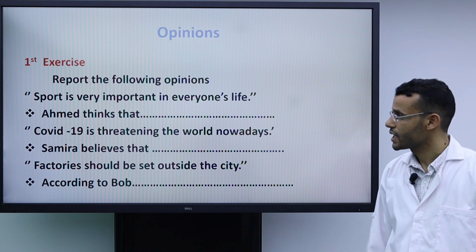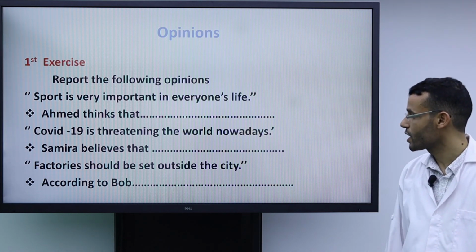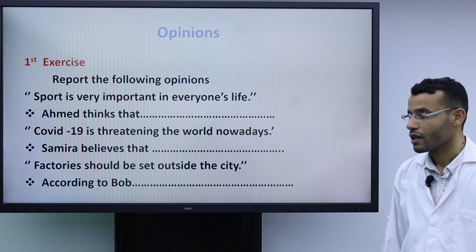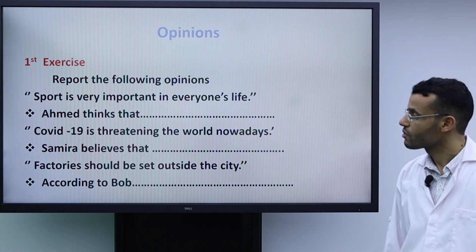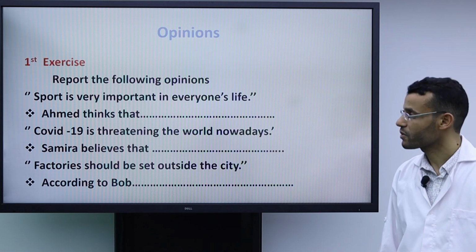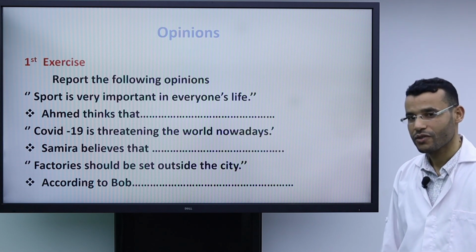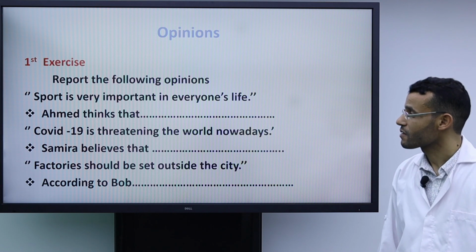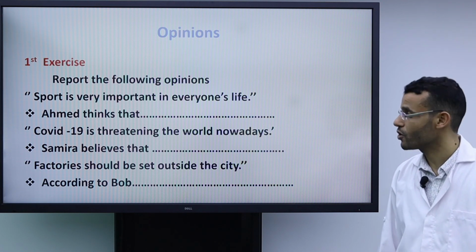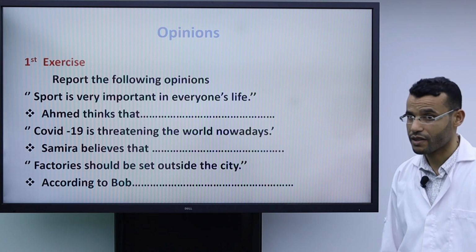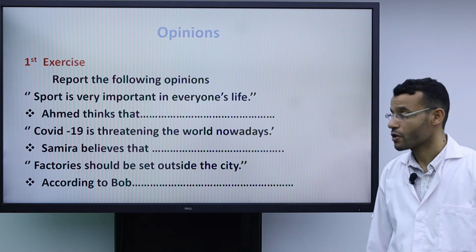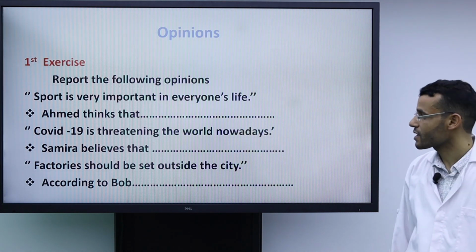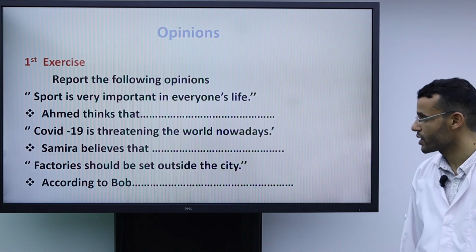Second, COVID-19 is threatening the world nowadays. How are we going to transform this sentence? Samira believes that, or this opinion. The same steps as in the first example, okay? So as you can see, believes is the introductory verb or the reporting verb, which is in the simple present, so there is no change concerning the verb tense. So we say, Samira believes that COVID-19 is threatening the world nowadays.